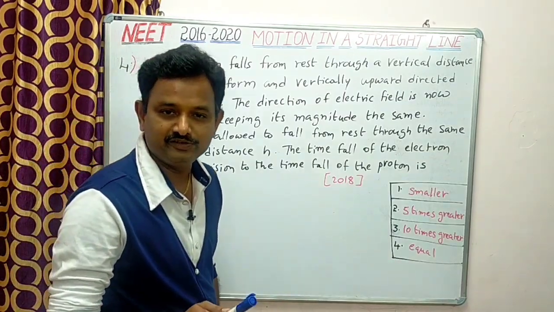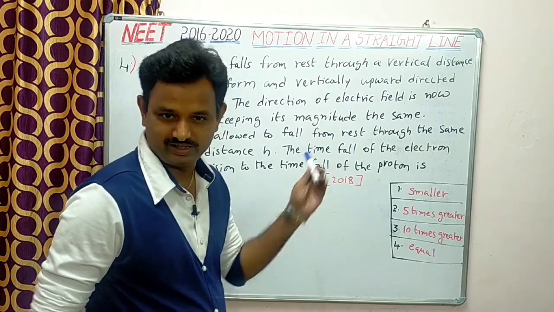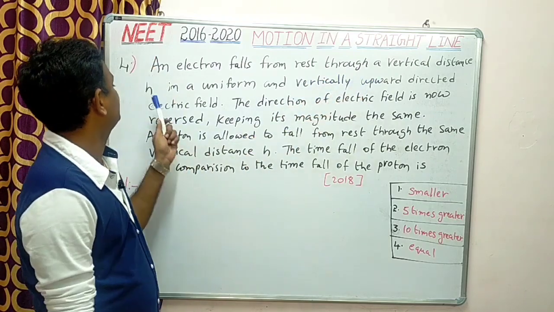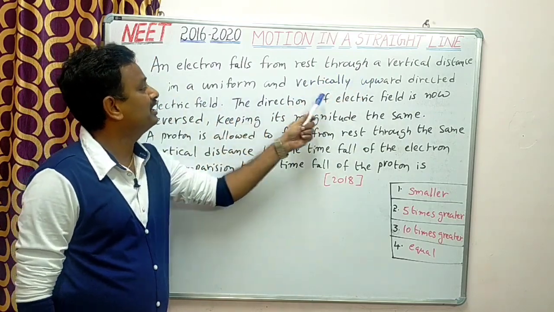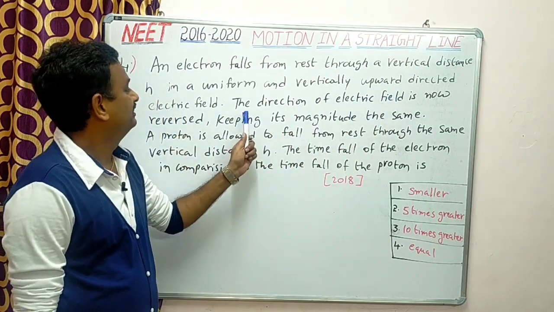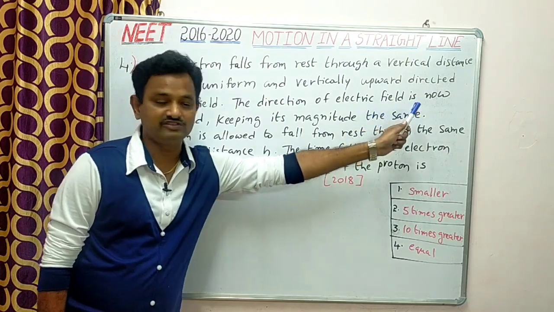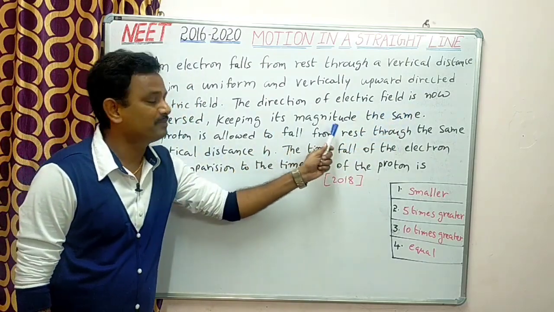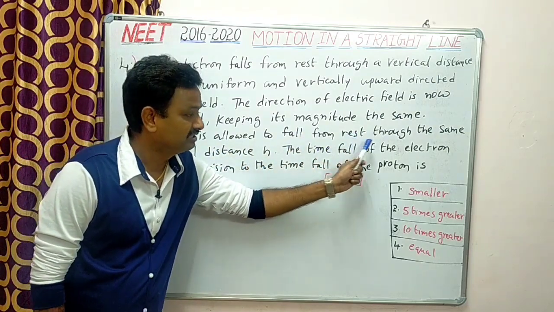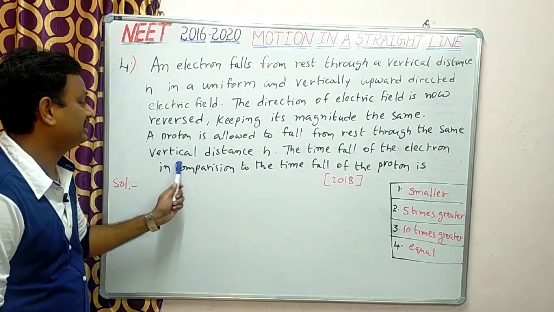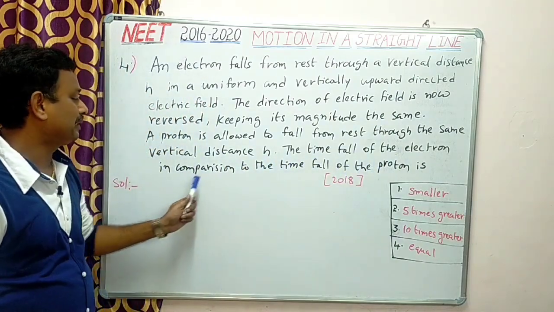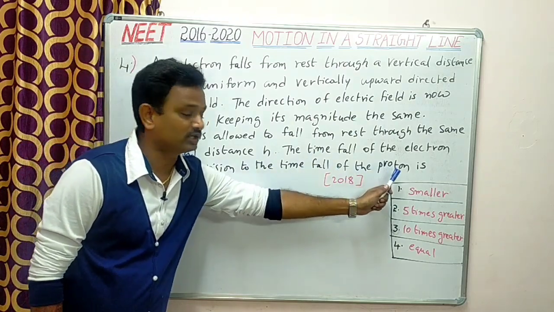In 2018, we got one MCQ. Look at here. See, an electron falls from rest through a vertical distance h in a uniform and vertically upward directed electric field. The direction of the electric field is now reversed, keeping its magnitude the same. A proton is allowed to fall from rest through the same vertical distance h. The time of fall of the electron in comparison to the time of fall of the proton is.